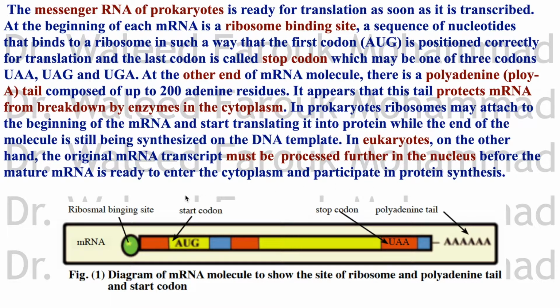Before the mature mRNA is ready to enter the cytoplasm and participate in protein synthesis. So remember the ribosomal binding site at one end, the polyadenine tail at the other end, the start codon which is AUG, and the stop codon which is one of three codons.